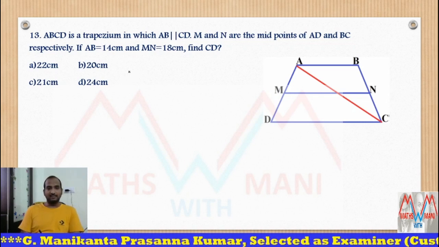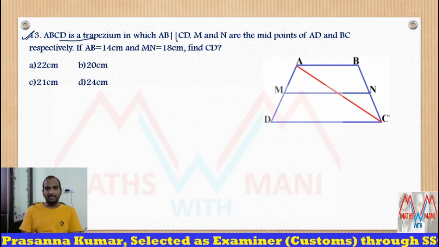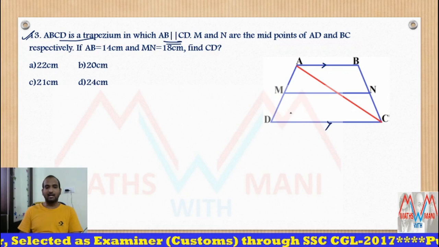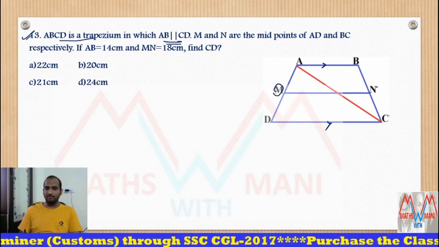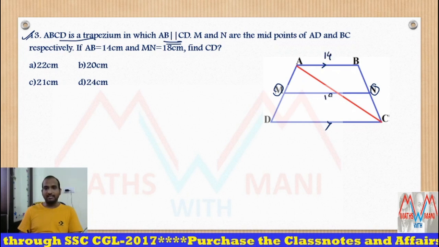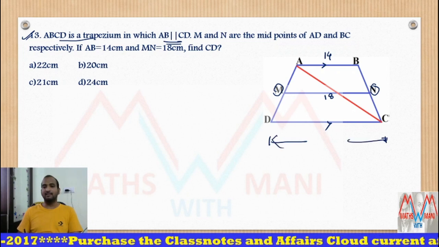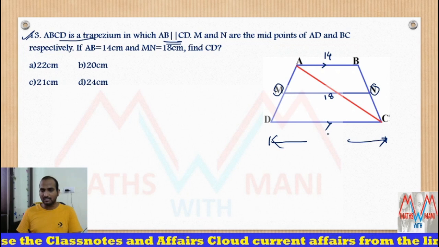13th, let's see. ABCD is a trapezium, okay, in which AB is parallel to CD, or DC. M and N are the midpoints of AD and BC. Same model. AB is 14 and MN is 18. Then what is the length of CD? Can you tell me the answer?